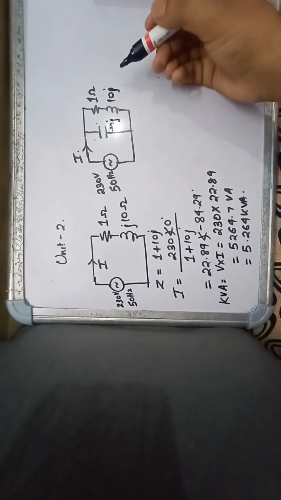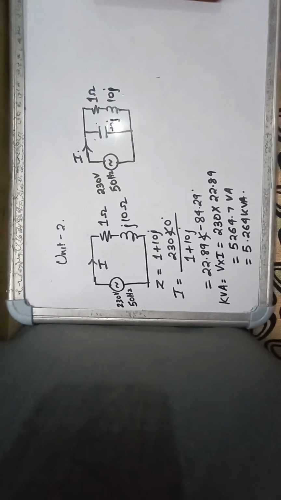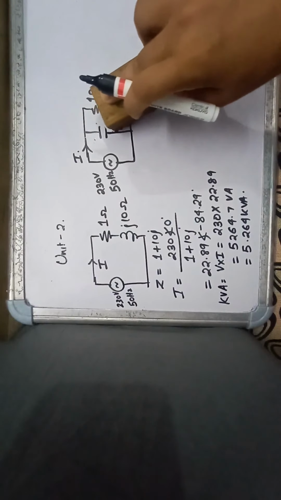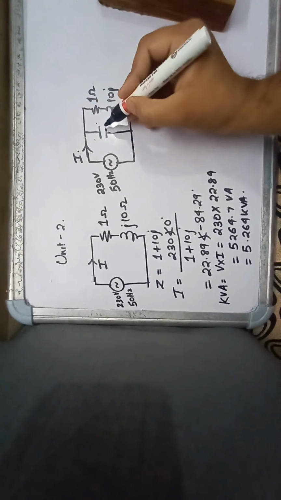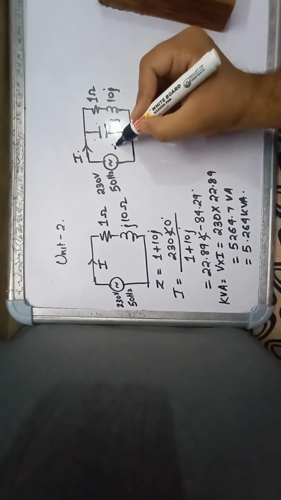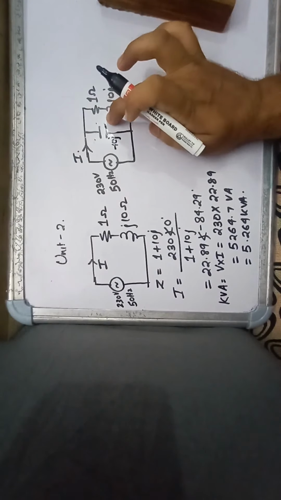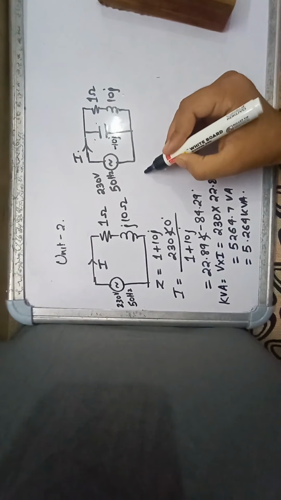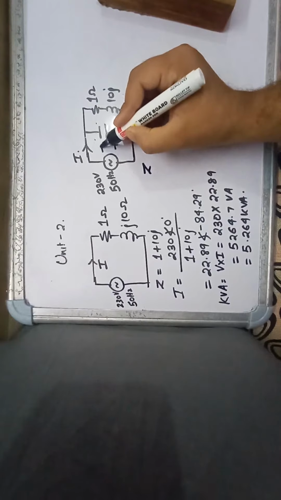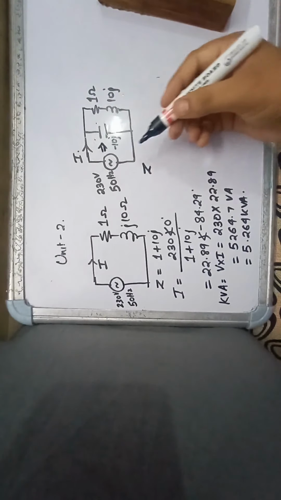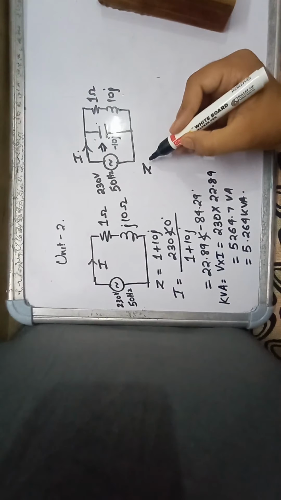Okay, actually if you are using plus 10 for your inductance, you have to use minus 10 for your capacitance. So here this is the whole scenario. Now let's first calculate the Z, the Z seen by your supply.